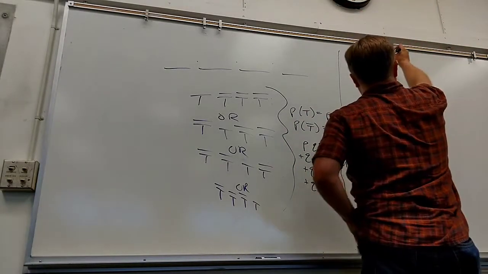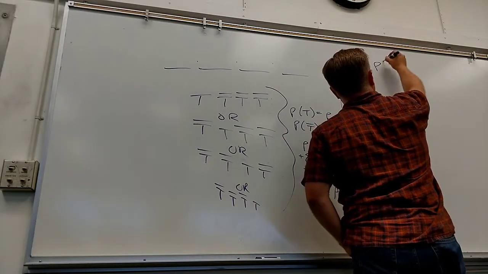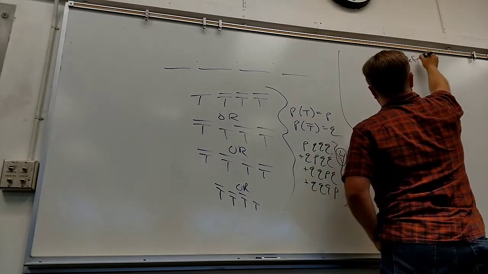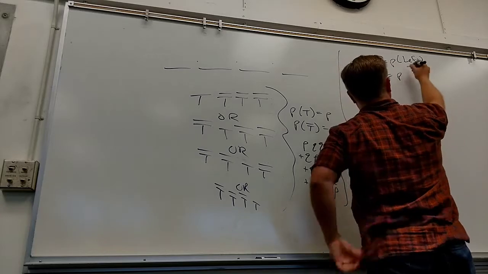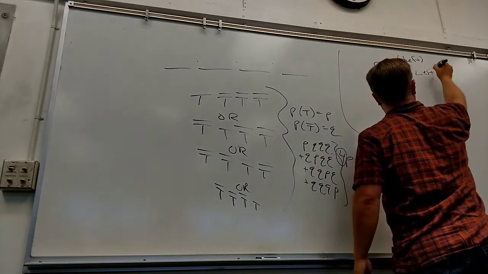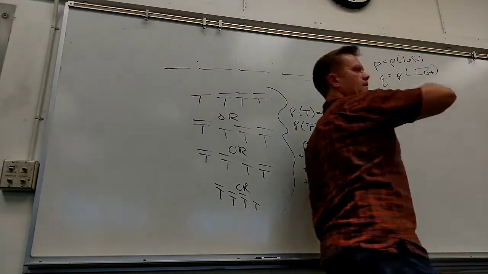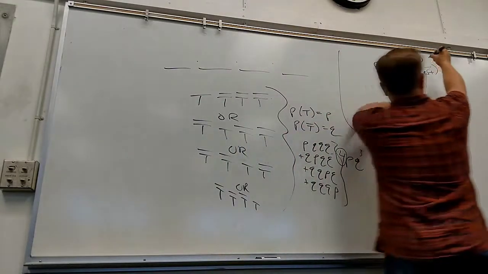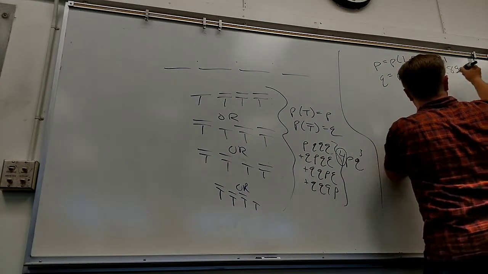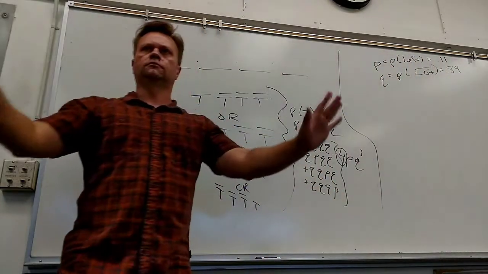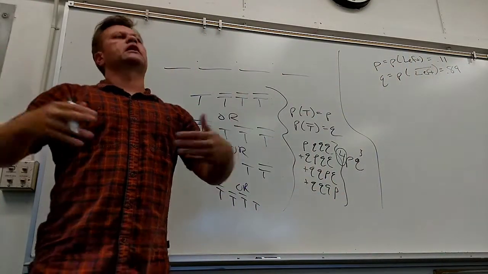So let P be the probability that somebody's left-handed, and Q the probability that somebody's not left-handed. We know the probability somebody's left-handed is about 11%, so the probability they're not left-handed is 89%. Okay. So these have to be given to you.